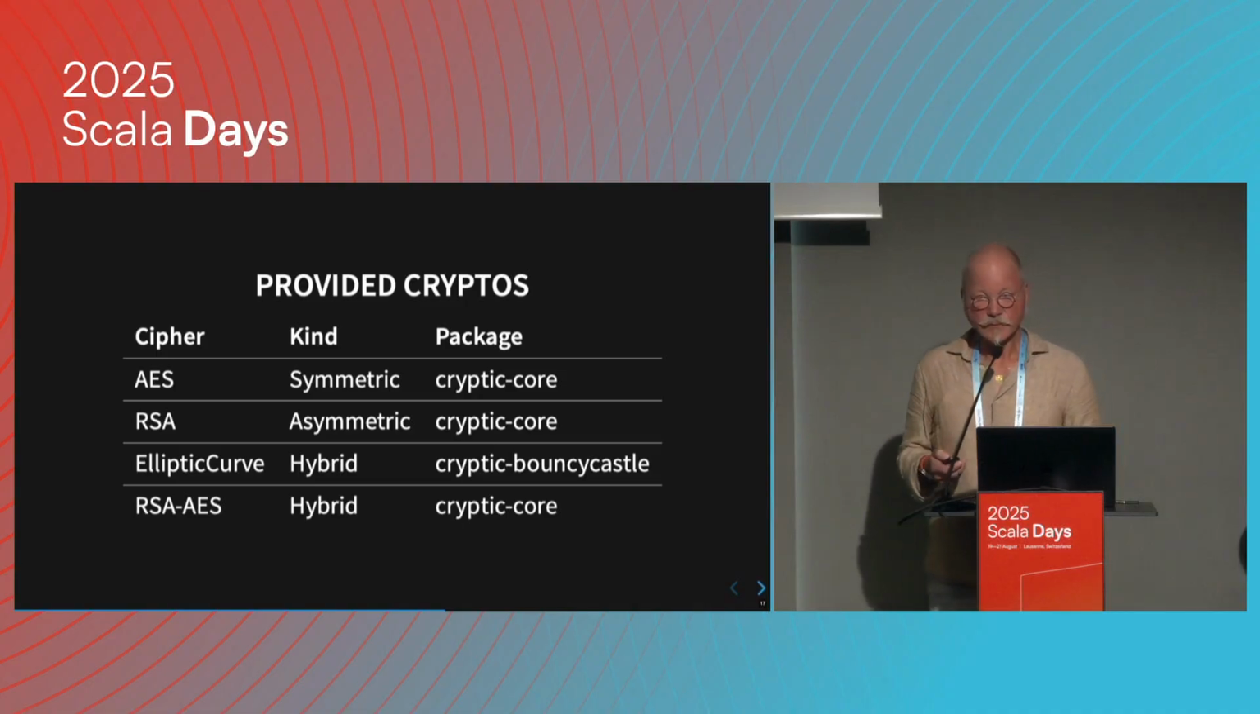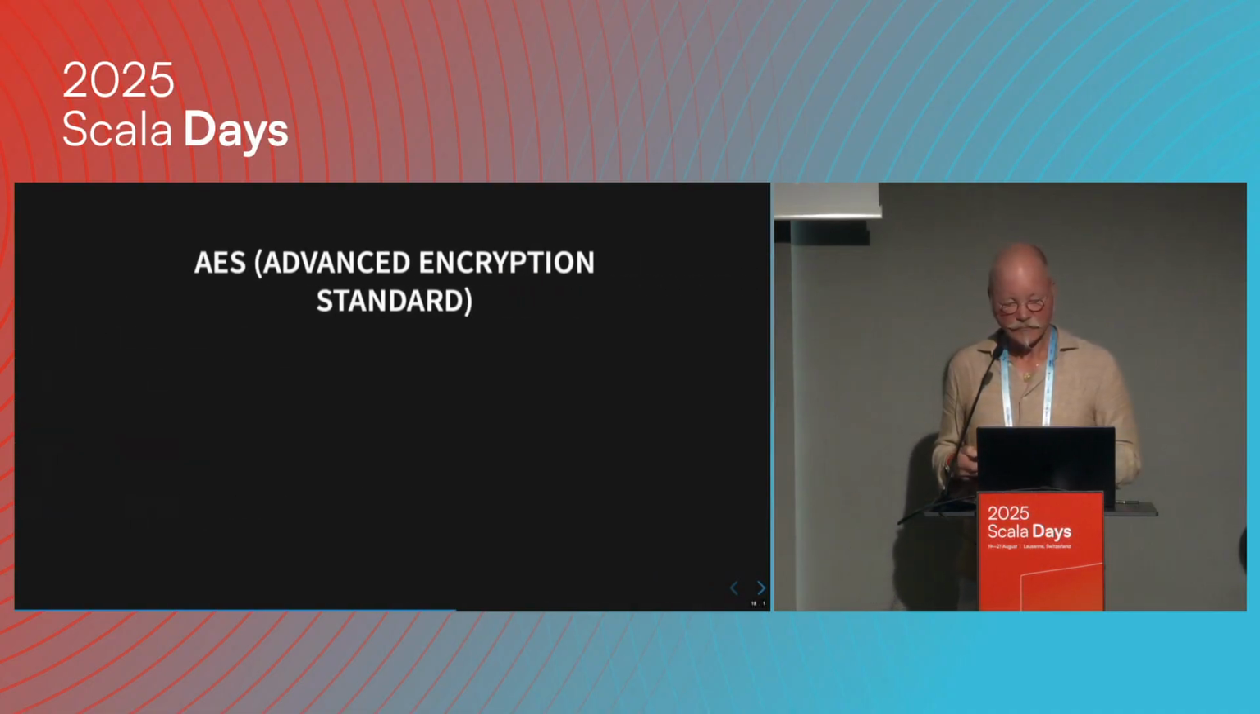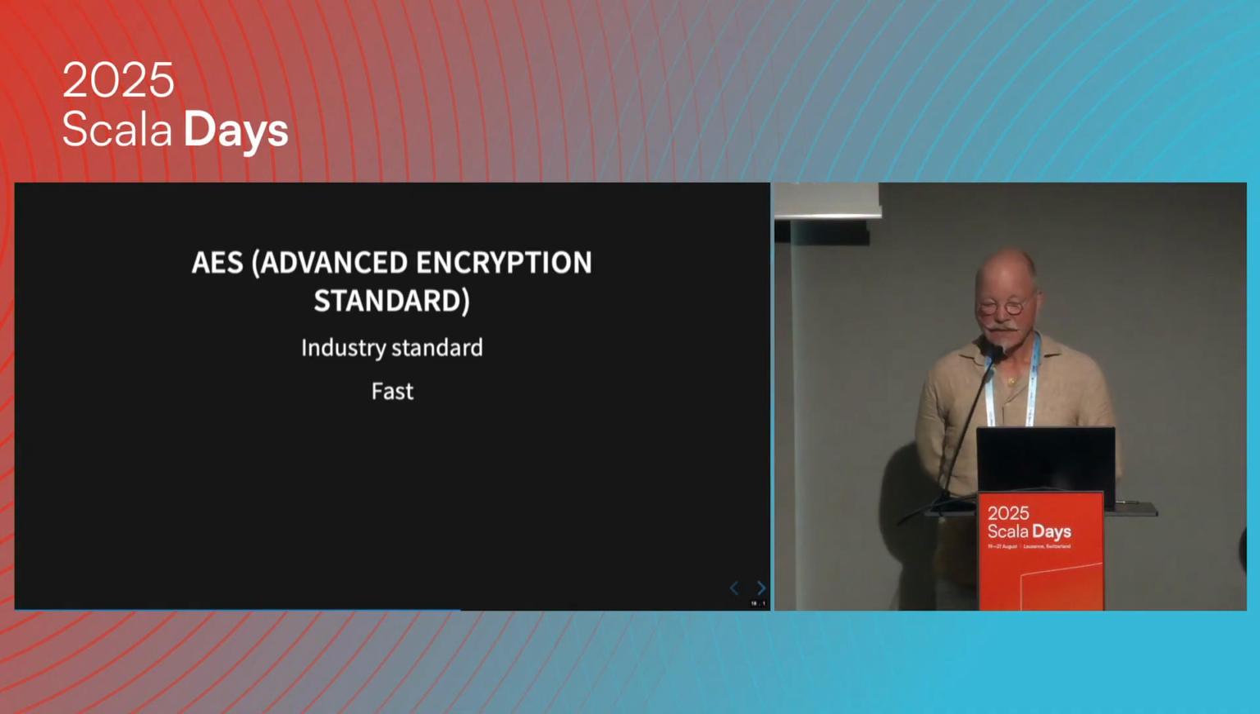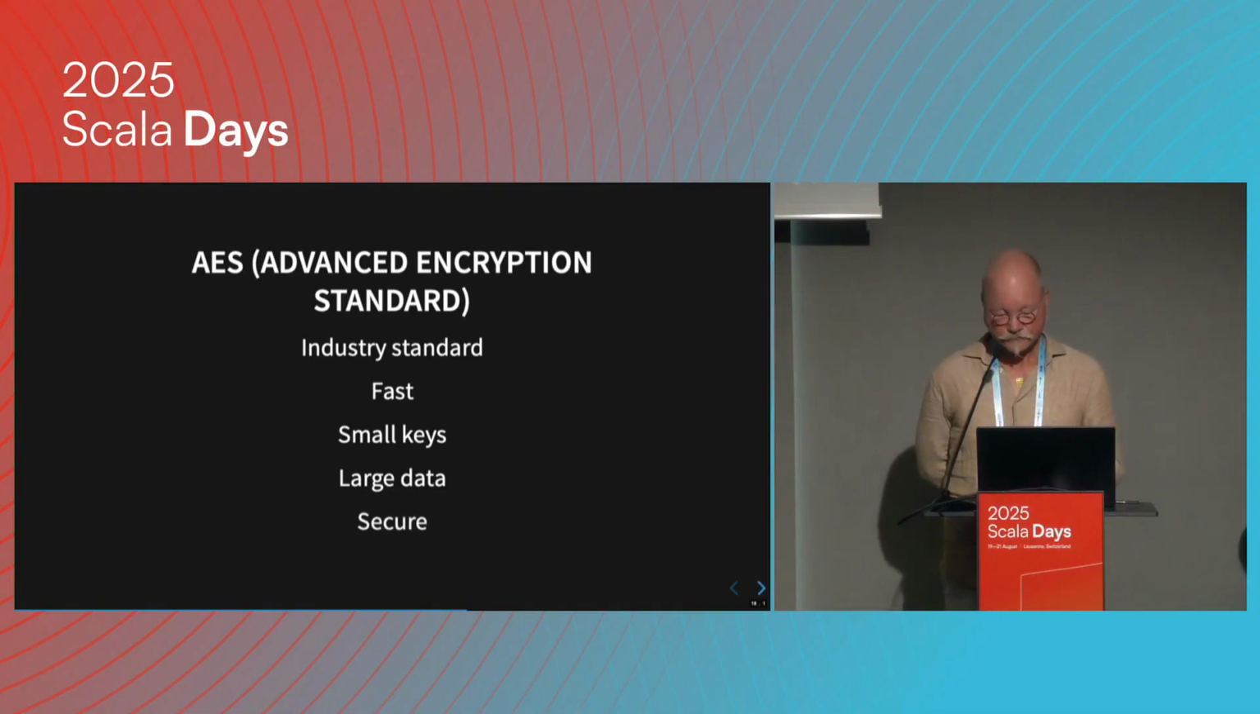Now let's talk a little bit more in detail. So AES, or Advanced Encryption Standard. It's an industry standard. It's fast. It uses small keys. 256 bits is considered secure today. You don't know about next week or when you get the quantum thingies. It can handle large data, and it's secure if you set it up correctly.